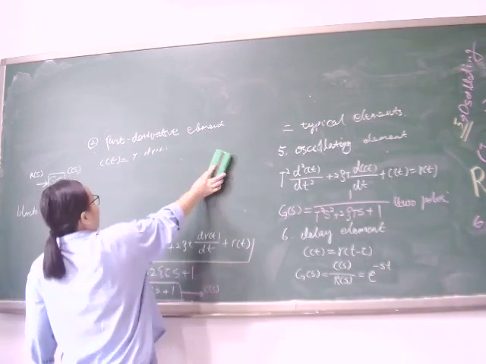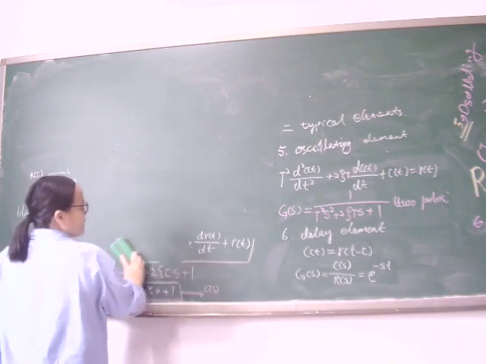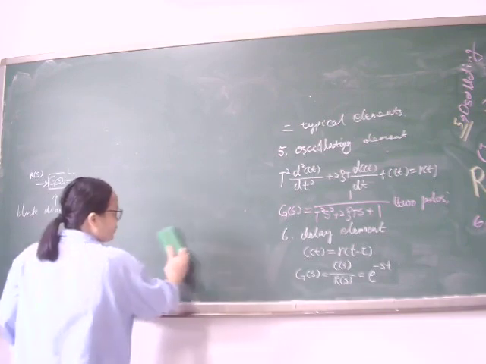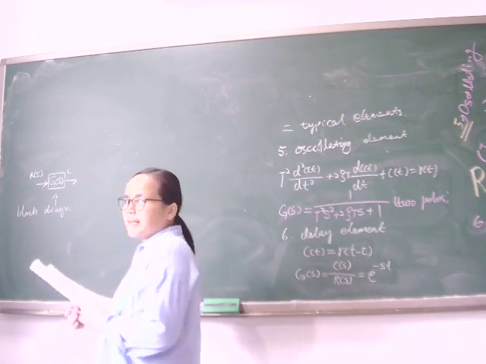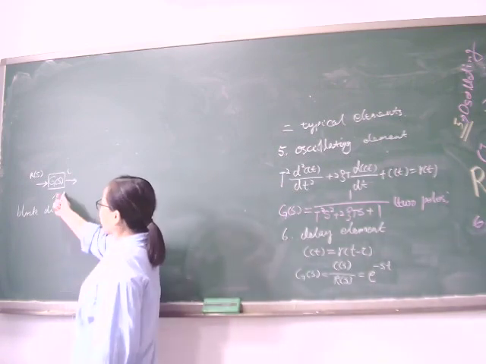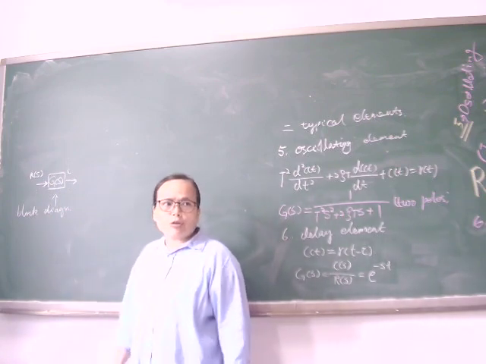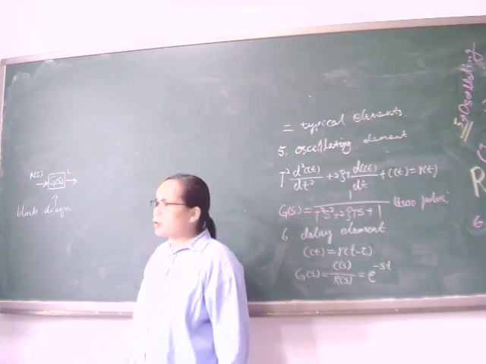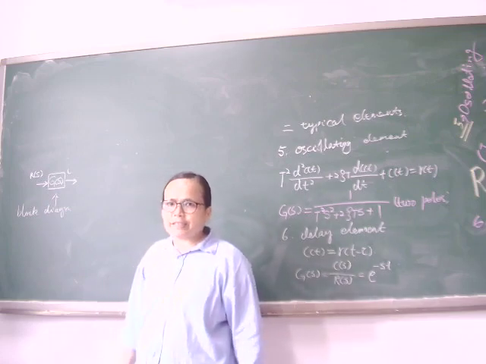basic terminology of block diagram. What's the meaning of block diagram? And how to give the picture of the block diagram? For this, we can see here. This is a control system, input, output, and also this is a block, and G(s) is a transfer function.